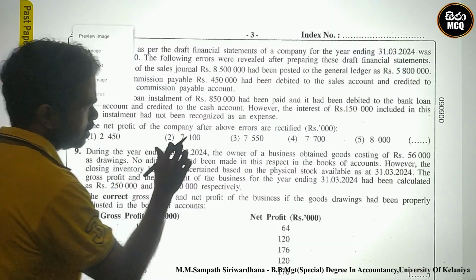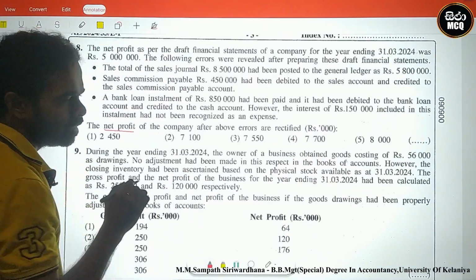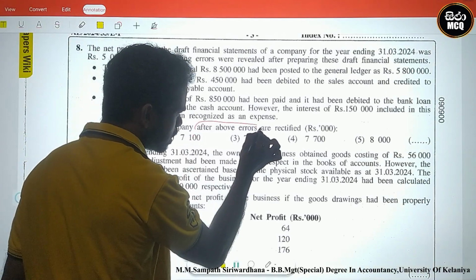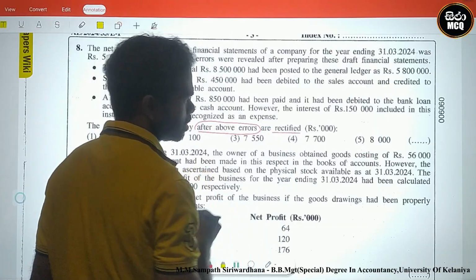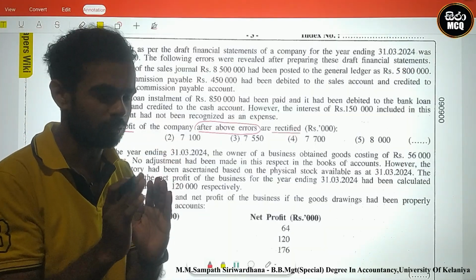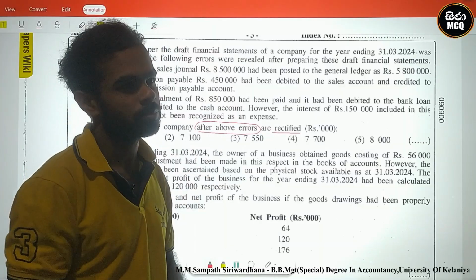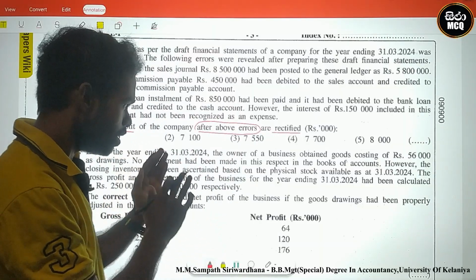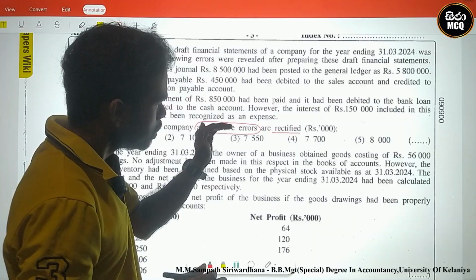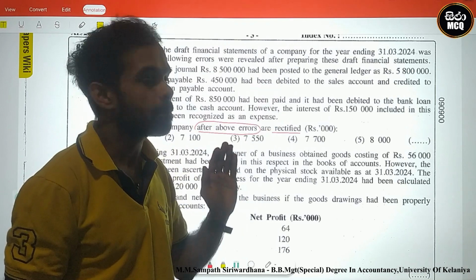The net profit, this is the net profit of the company. Look here, after above errors are rectified. We must calculate net profit of the company after above errors are rectified. This is the error correction guideline. They required net profit after above errors are rectified. Why? There are some errors there.